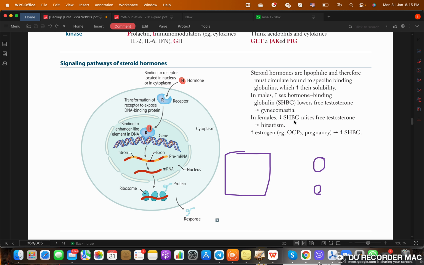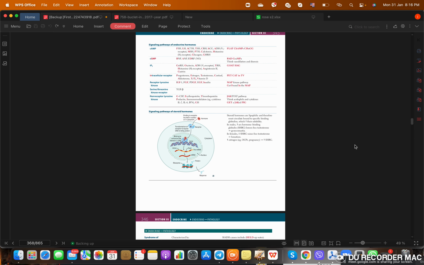In females, a decrease in the sex hormone binding globulin raises the free testosterone, which eventually will lead to hirsutism. Okay? Increased estrogen, which can occur after OCPs or pregnancy, will basically increase the amount of the sex hormone binding globulin.